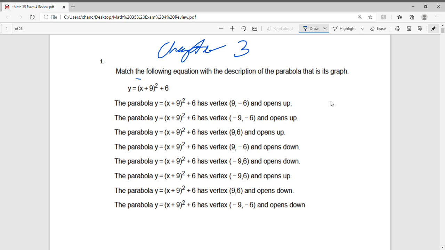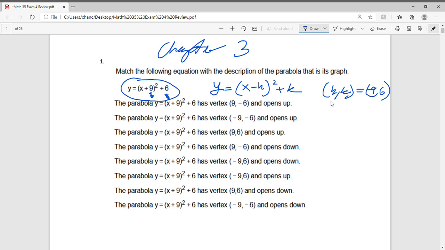We have the equation y equals (x plus 9) squared plus 6. Recall the vertex form for a parabola is (x minus h) squared plus k. The (h, k) is going to tell us the location of the vertex. In our case, h is negative 9 and k is positive 6.